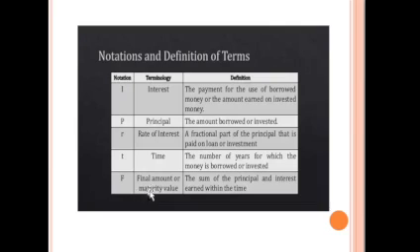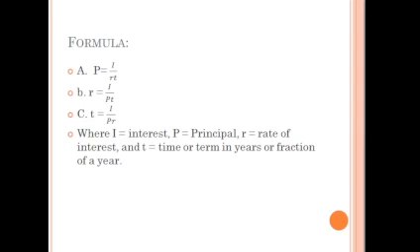And the F, that's the final amount or maturity value. That's the sum of the principal and interest earned within the time. The F here, another symbol is A, is the final amount or maturity value.